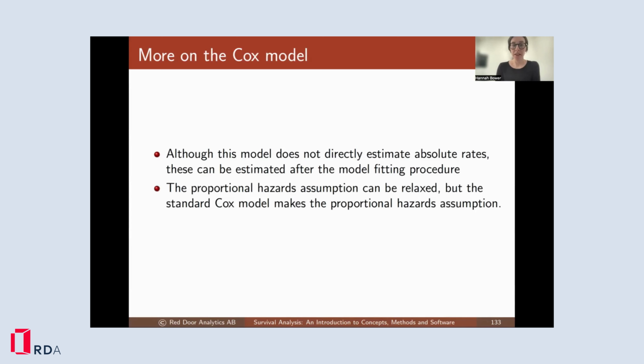The proportional hazards assumption, which comes directly with the Cox model, can be relaxed, but the standard Cox model makes something called the proportional hazards assumption. This is something that we will cover in the next sections of the course.